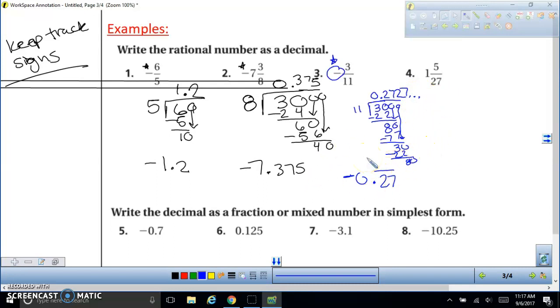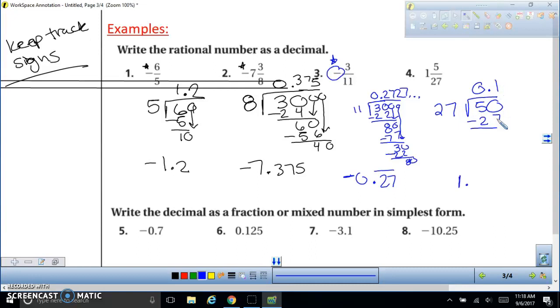And you did it for a positive number. So in the end, it's going to say 1 point. Top dot goes in the house. Bottom number goes outside. 27 doesn't go into 5 at all. Add a decimal. Add a 0. 27 goes into 5 only once.